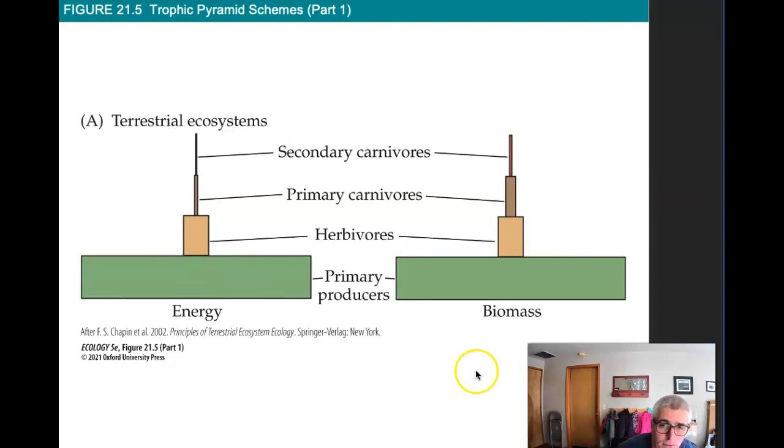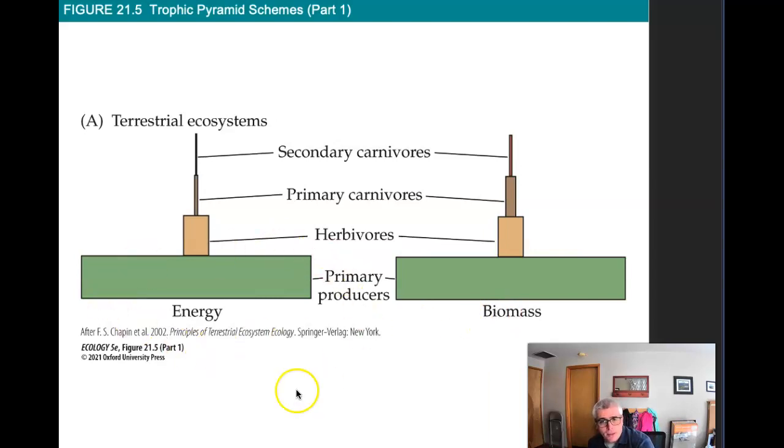So what we're looking at here is, let's just look at the mass space. We have a lot of mass of primary producers, and then it's not exact, but an order of magnitude less biomass of herbivores, and so on for primary carnivores and secondary carnivores. So as we go up each trophic level, the biomass for that trophic level gets markedly smaller.